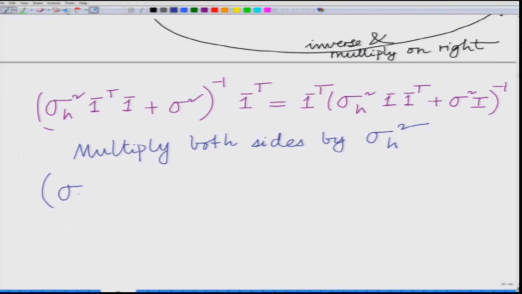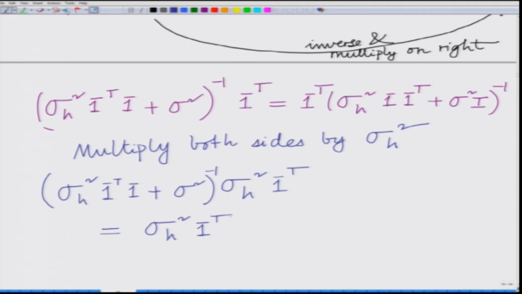So, I can place it appropriately anywhere. So, sigma h square 1 bar transpose 1 bar plus sigma square times 1 bar transpose equals, and I am multiplying by sigma h square. So, I can just insert the sigma h square over here, sigma h square into 1 bar transpose. This is equal to the RHS, which is sigma h square 1 bar transpose, sigma h square 1 bar transpose plus sigma square identity inverse.